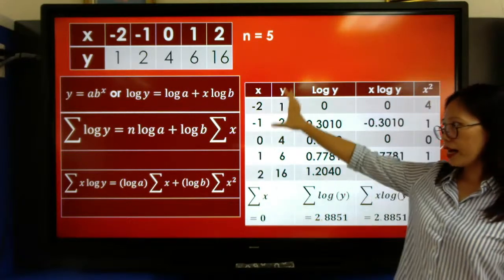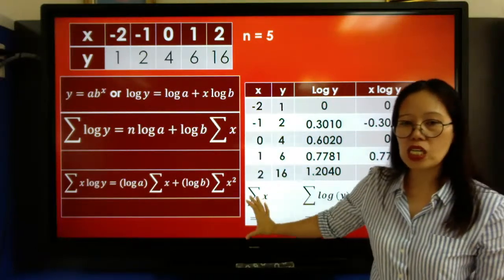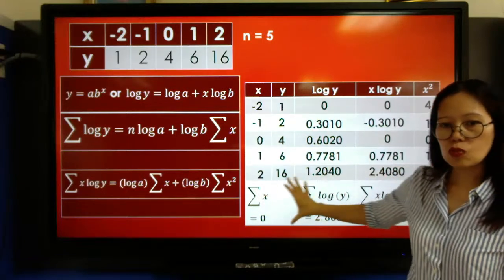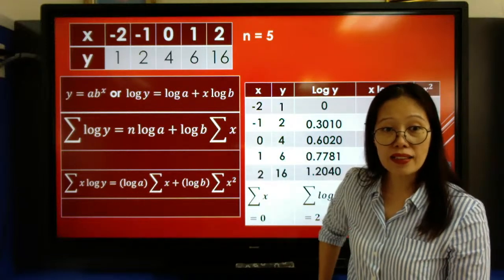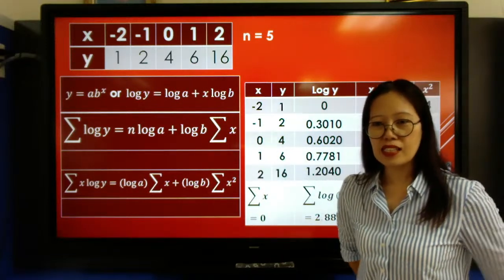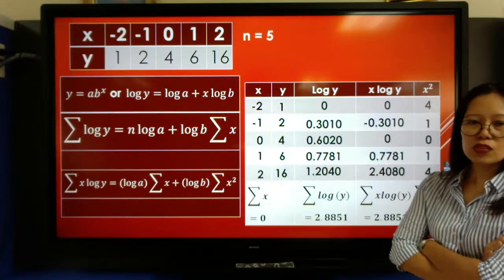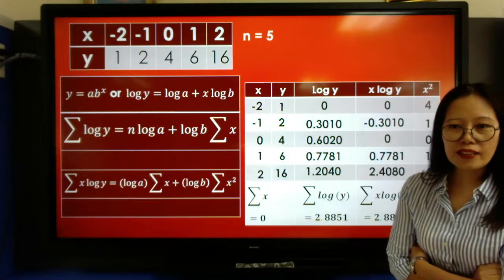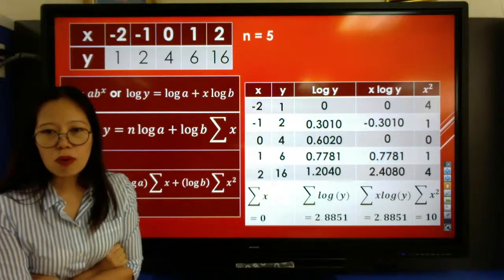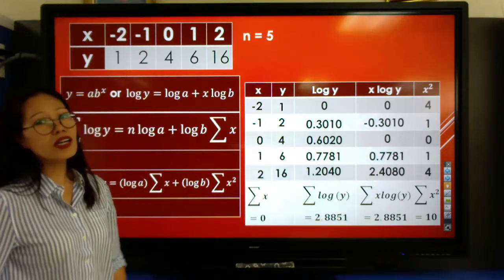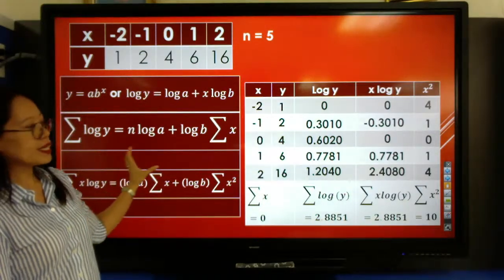So we're done with the table, right? We already put everything in our table. The summations are very important because we will use the summation to identify our normal equations. So what would be our next step? Step number 2: we will identify the normal equation using our table.